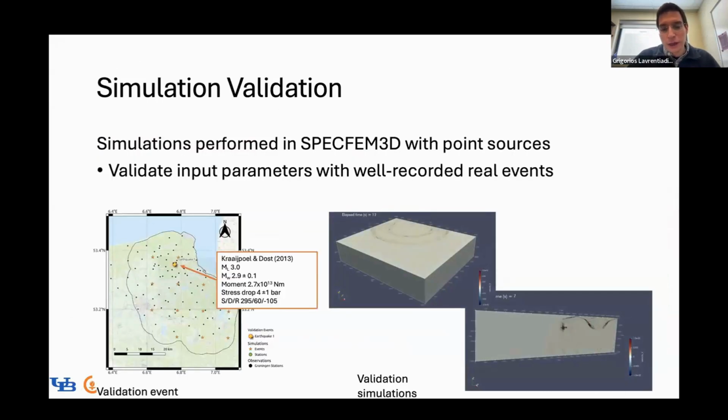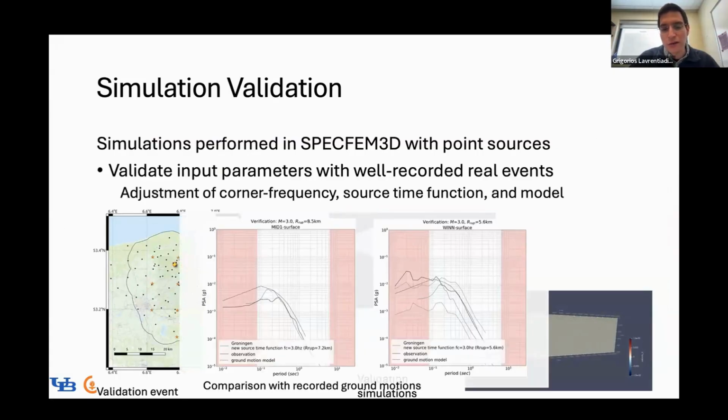So we introduced this velocity model to SPECFEM3D, and first we ran a series of validation simulations to make sure that we tweak some of the input parameters, such as the corner frequency for induced earthquakes that was smaller than for natural earthquakes, to make sure that the ground motions that we get are reasonable. And we can see from the comparison of the ground motion and the frequency content of the produced ground motions, they are in relatively good agreement with simulated results.